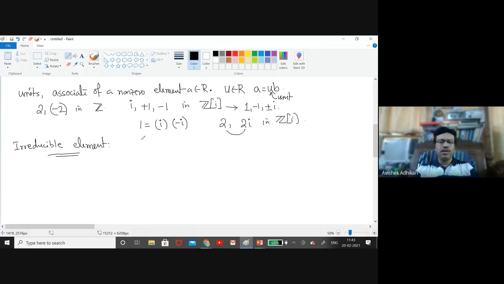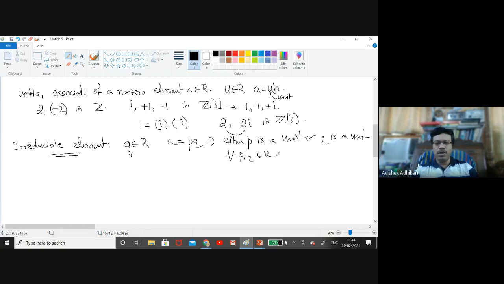So what does it mean? A non-zero non-unit element, say a belongs to R, is said to be an irreducible element in a commutative ring with 1 if a equals pq, for all p, q belonging to R, implies either p is a unit or q is a unit. So a has to be non-zero non-unit, and this has to be true for all p, q belonging to R, not just for one.